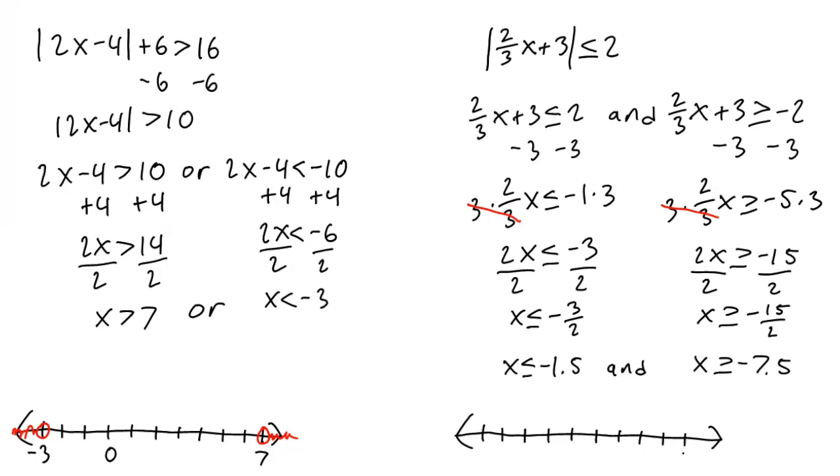So since we're all in the negatives, let's put 0 here, negative 1, negative 2, negative 3, 4, 5, 6, negative 7, negative 8. That way, when we put our solid dot, because it's "or equal to", it'll be right in between because it's negative 1.5 and negative 7.5. And then since it's "and", we shade in between.